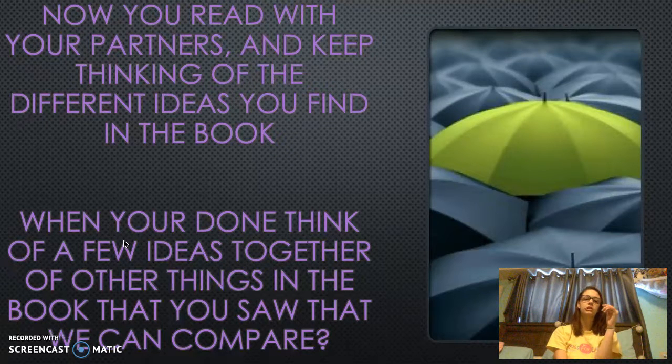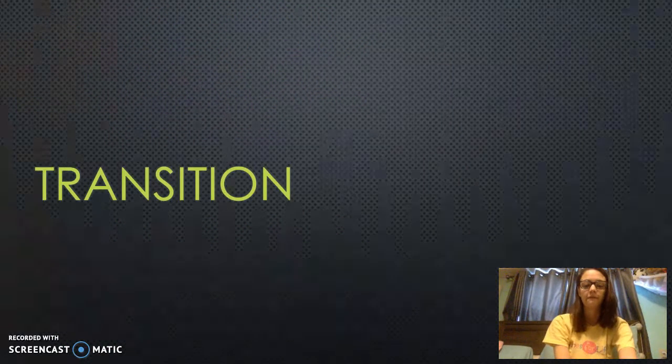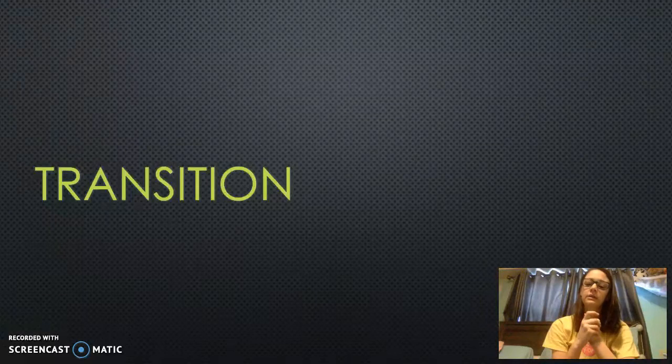So then I would transition into them reading with their partners, and the rest of the book, it was like 11 through 16 or 17. And now they would read it with their partners as they kept thinking of the different ideas that they found in the book. So then when they're done, they can get together and think of a few other ideas that they could compare and contrast together. So if you have any questions, let me know. That's what I would ask them. And yeah, that was my lesson.